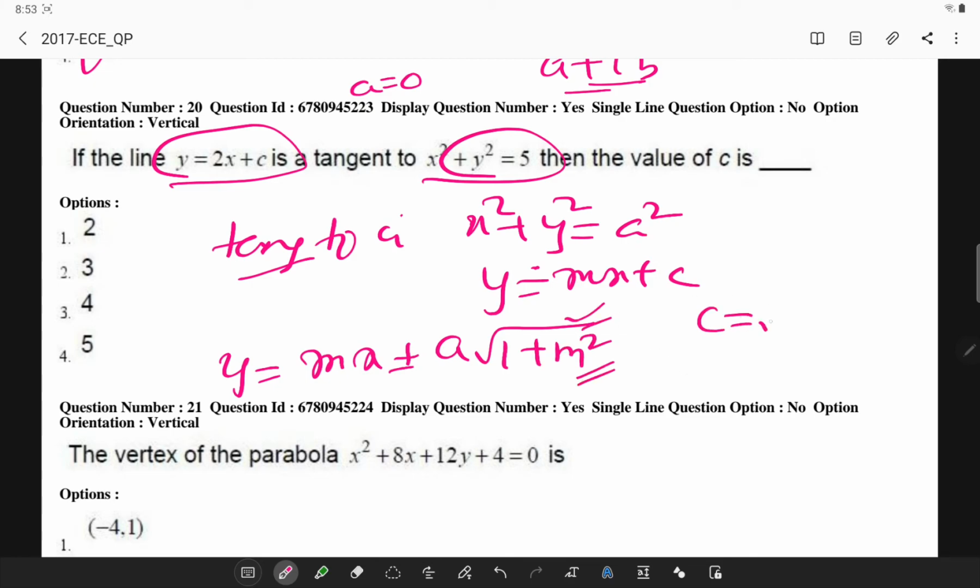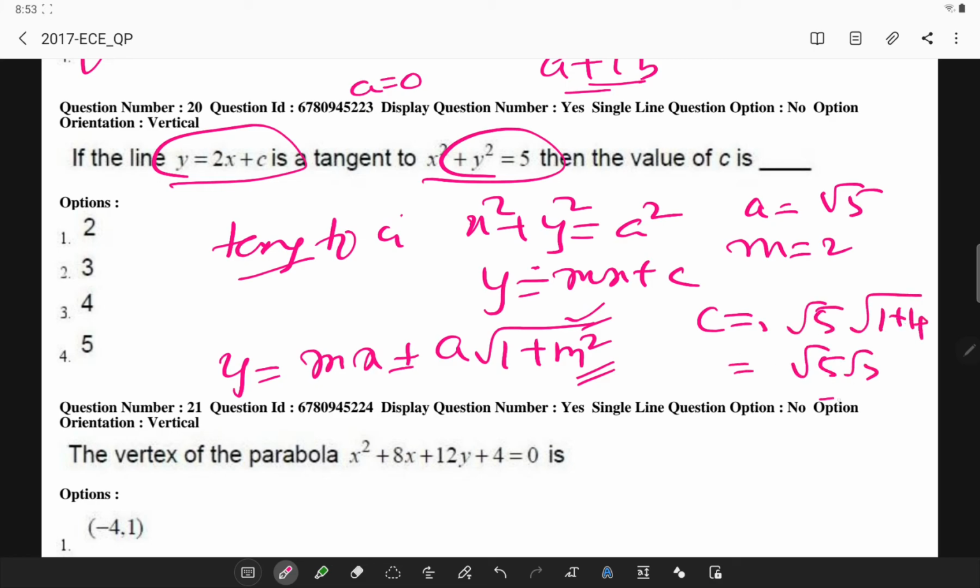So in this case, the a value is root 5 and the m value is 2. If I substitute them here, c is equal to root 5 into root of 1 plus 4, which is root 5 into root 5, which is 5.